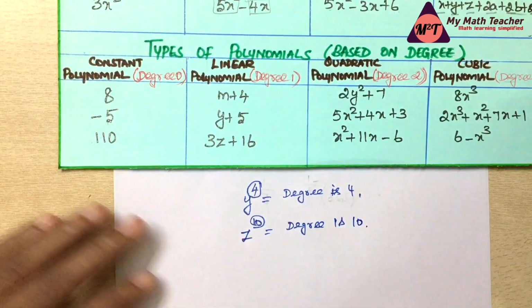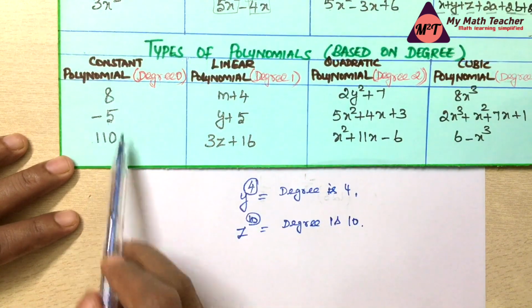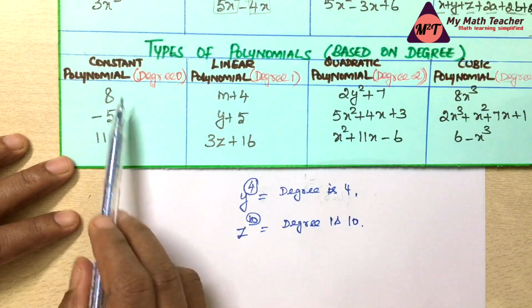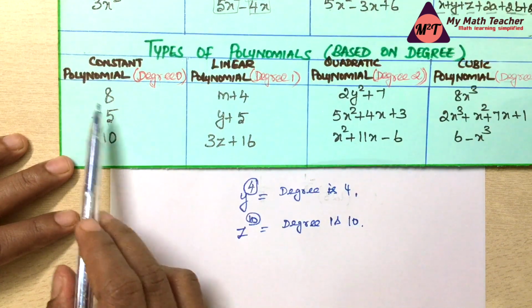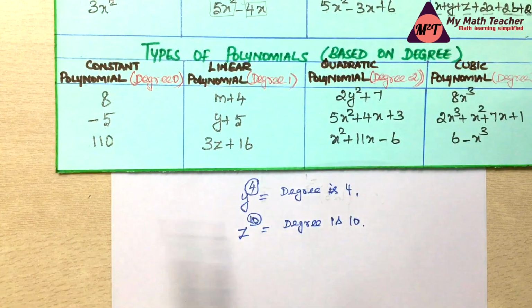Now look at this. 8, minus 5, 110. As you can see, there is no variable present here and they are constants. Clearly we can see they are constants. Now what is the degree of a constant? The degree of a constant is always 0.